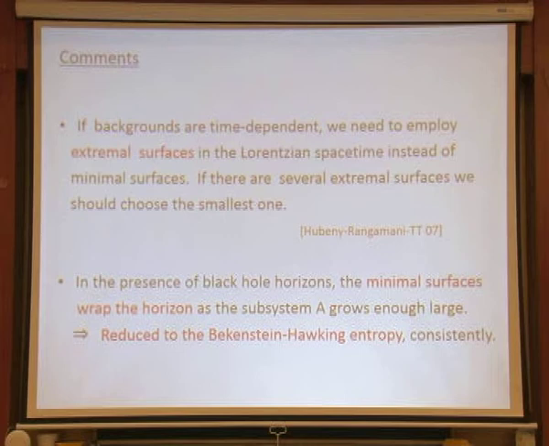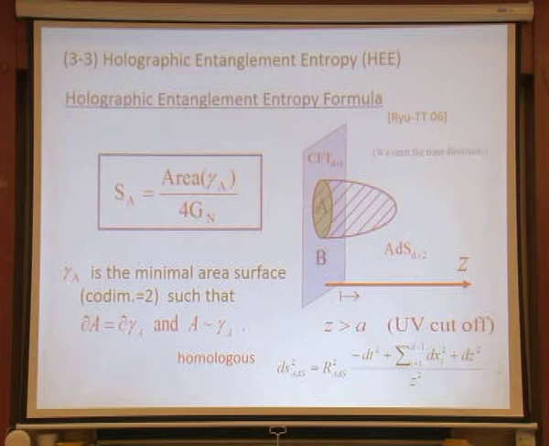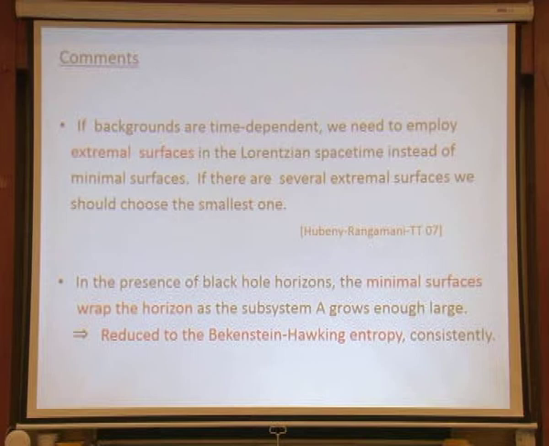But actually the modification is not so difficult. This formula is still true, but we just replace this gamma A, which originally is a minimal area surface, with an extremal surface. Extremal surface means not always minimum area, but some saddle point of the area functional. The reason we have to do this is that in a time-dependent background, we cannot restrict onto a unique time slice. So we have to look at Lorentzian geometry directly.